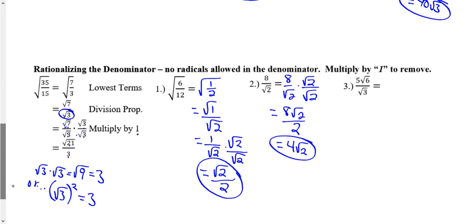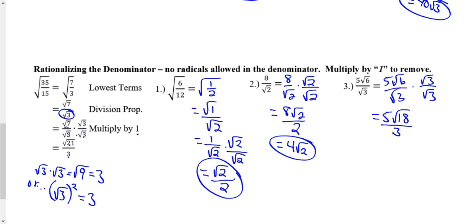Okay, let's try this last one. So we have 5 square root of 6 over the square root of 3, multiplied by something. Let's multiply by square root of 3 over square root of 3. 5 times the square root of 18 over 3. Well, can we simplify that square root of 18 anymore?